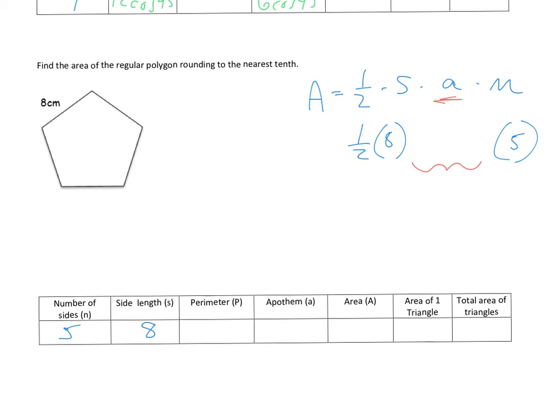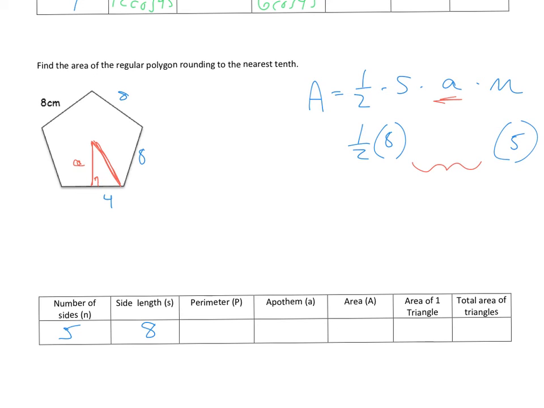So in this one, they haven't really drawn it in for us. So let's draw our apothem in. Remember, that's at a 90-degree angle from the middle. I'll call that little a, lowercase a, for apothem, and I'll draw this triangle in. Now, if all of these side lengths are 8, then half that, that triangle would have a base of 4.